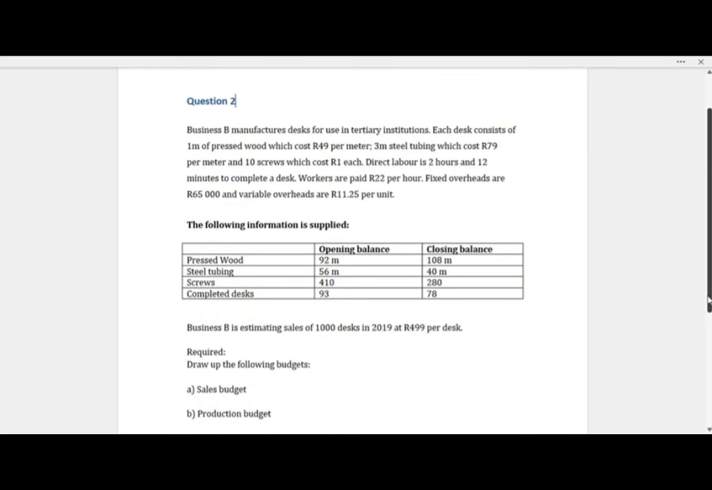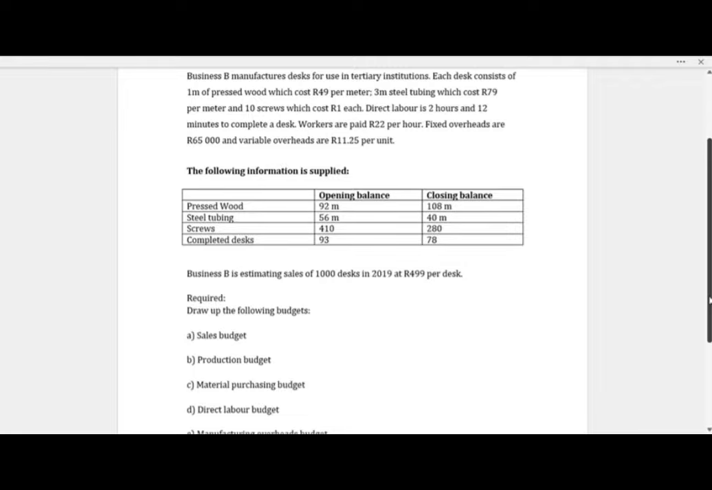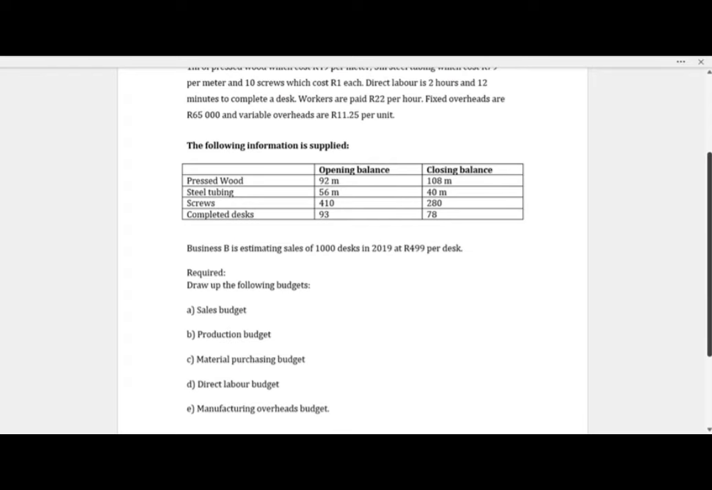They say the following information is supplied. They gave us opening balance and closing balance of pressed wood, steel tubing, screws, and completed desks, of which completed desks are finished products, right? And then they say business B is estimating sales of 1,000 desks in 2019 at 499 rand per desk. Required, draw up the following budget: sales budget, production budget, material purchasing budget, direct labor budget, manufacturing overheads budget.